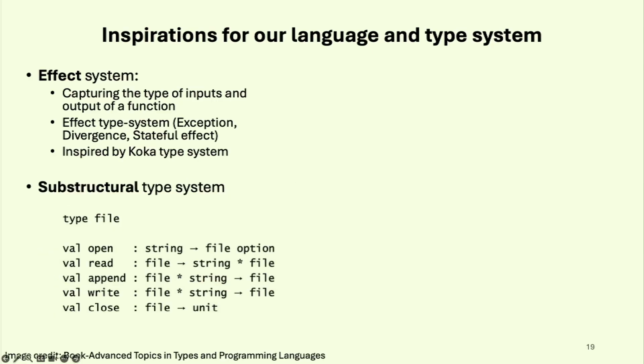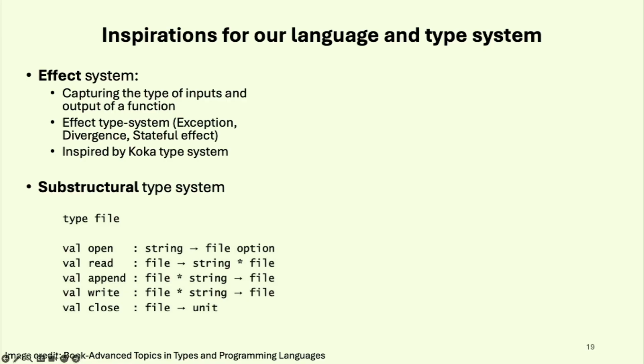Another type system that we are interested in incorporating in our language is the substructural type system. Here is a simple example. We have an abstract type called file, and there are various operations on this abstract type, for example, open, read, etc. But looking at the types of these functions, we are not able to infer that we are trying to close a file that was already closed.